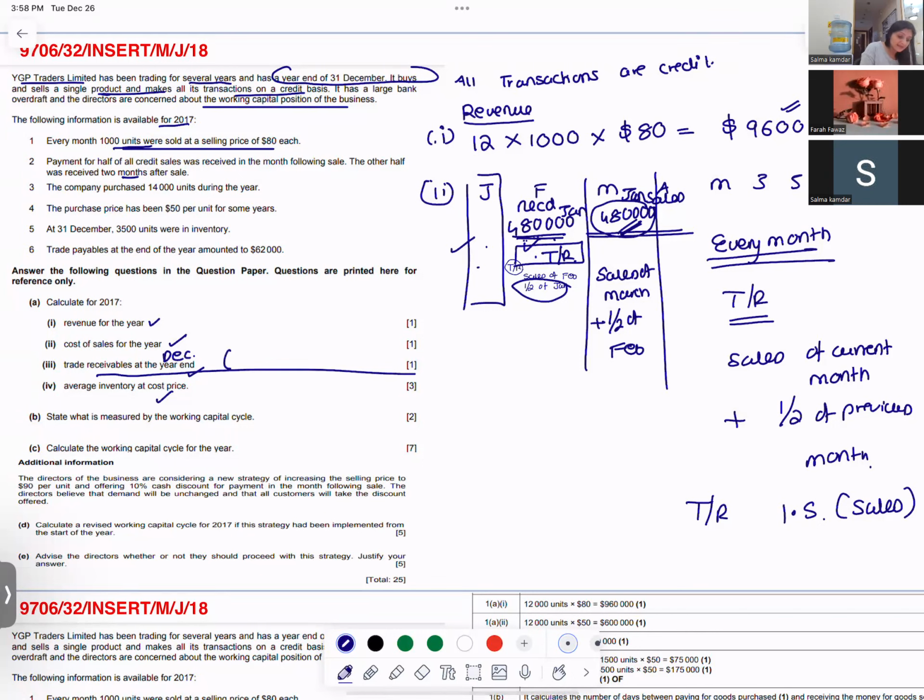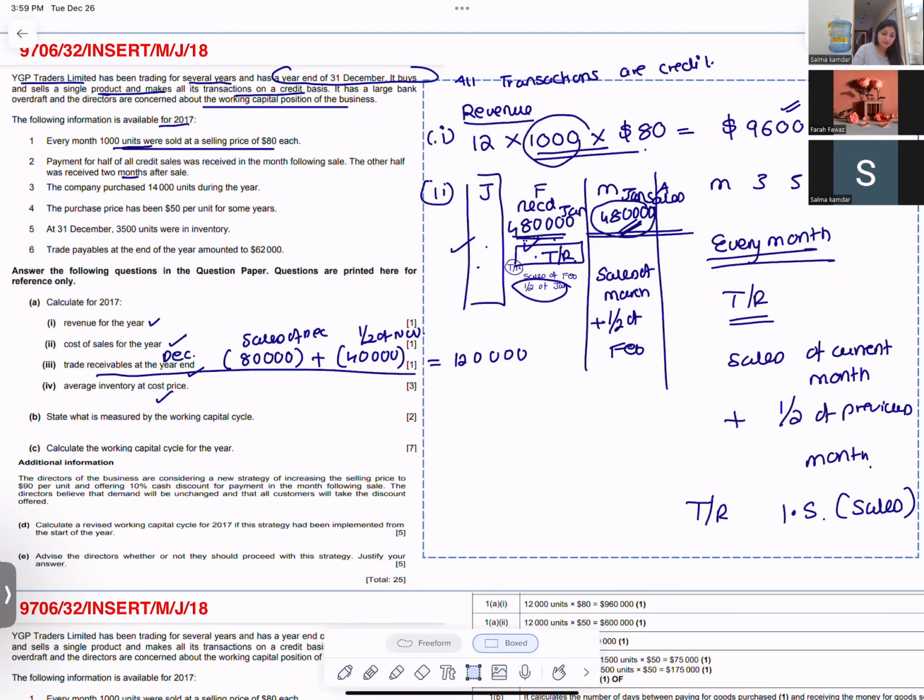So in the month of December, 1,000 units are sold and into 80. That means it would be the full 80,000 plus half of the previous month, 40,000. So it would be sales of December and half of November. So my trade receivables would be how much? 120,000. This was your doubt? Done.